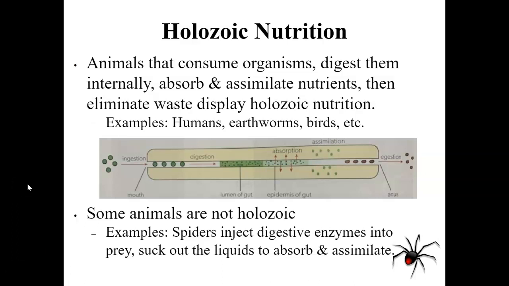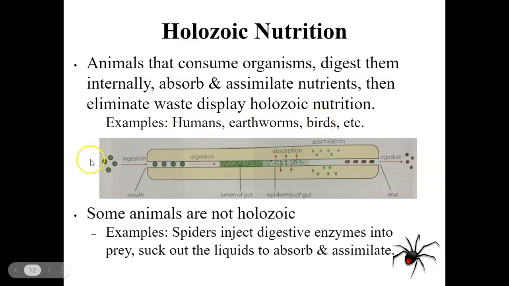Another term in regards to nutritional uptake is called holozoic nutrition. This is when organisms that consume other organisms take them in, digest them internally, then they both absorb and assimilate those nutrients, and then they're going to eliminate the waste. So you might think of a typical animal as an organism that does display holozoic nutrition. For example, humans, right? Humans do digestion this way. We have this type of nutrition, and so do a lot of other animals, like earthworms, birds, etc.